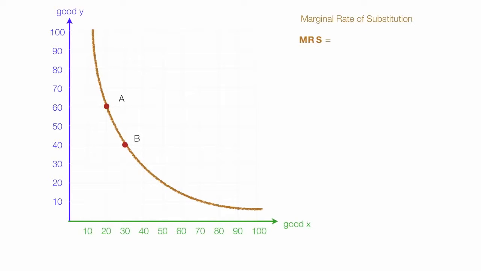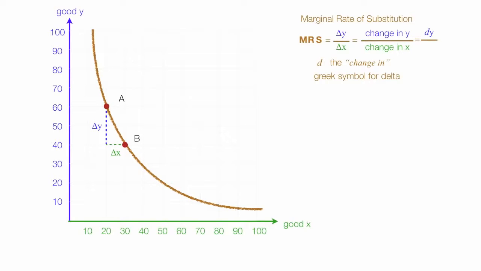This is equal to the change in y divided by the change in x. The little triangle is the Greek symbol for the word delta, meaning change in. I could use d, the change in, which also means the Greek symbol for delta. So this is equal to dy over dx, which is the first derivative of the indifference curve. And you'll see why that's important later on.